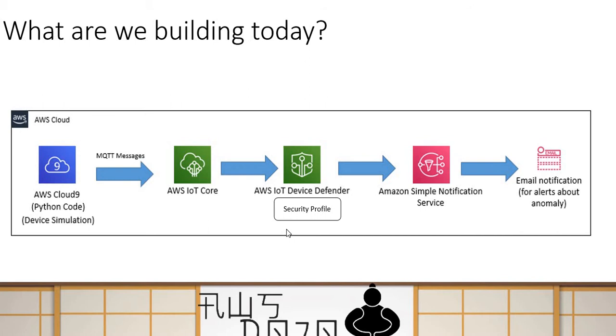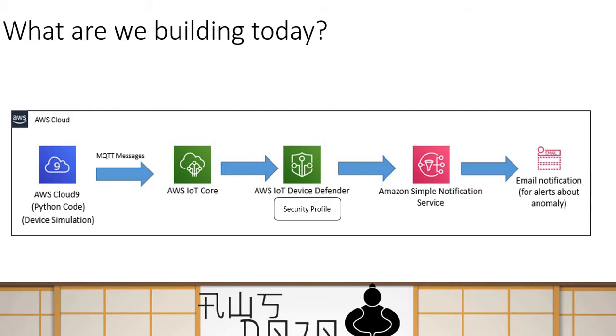Then we are going to create a security profile in AWS IoT Device Defender. This security profile says that if the number of messages exceeds a certain number, then that means the device has been compromised, it's trying to do some kind of DDoS attack on AWS IoT Core, and you want to raise an alert about that. In order to raise the alert, it will send a notification to a Simple Notification Service topic, and then Simple Notification Service will simply send the alert over email. So this is what we are going to build today to understand how Device Defender works, especially the security profile part of Device Defender, because that's where you can really check on the behavior of the device using security metrics.